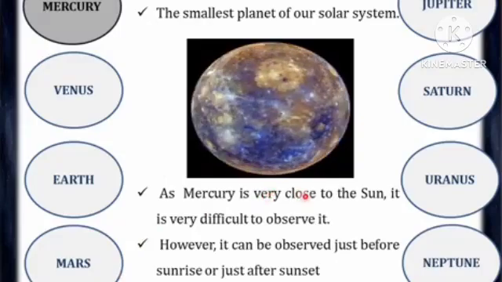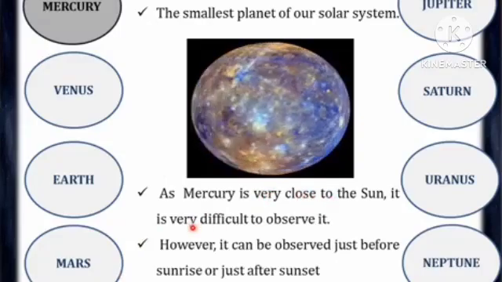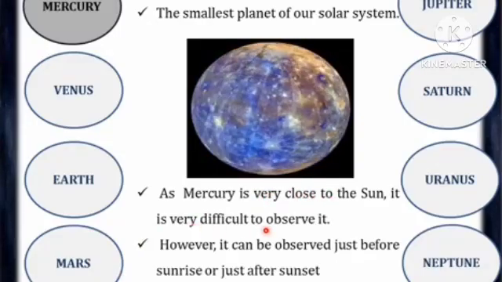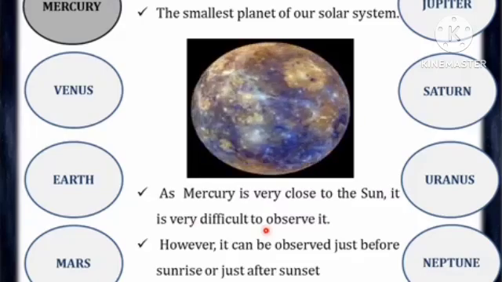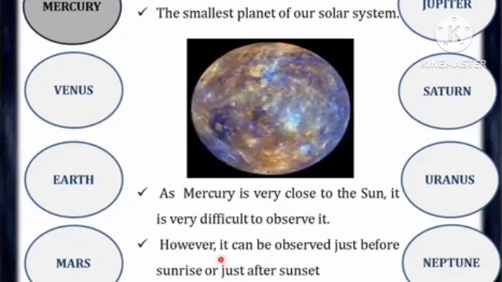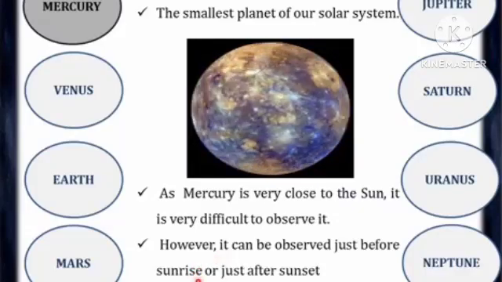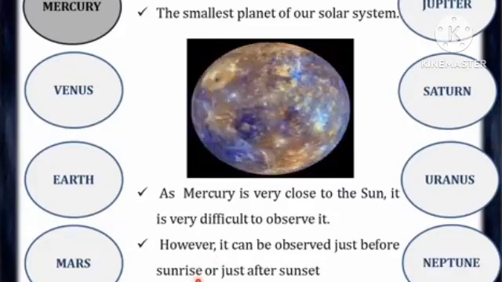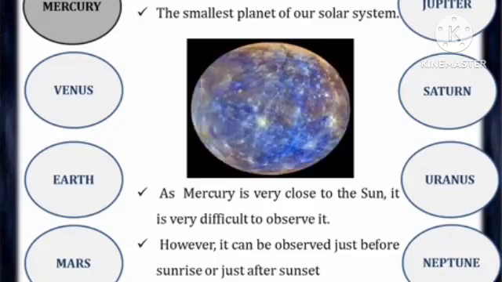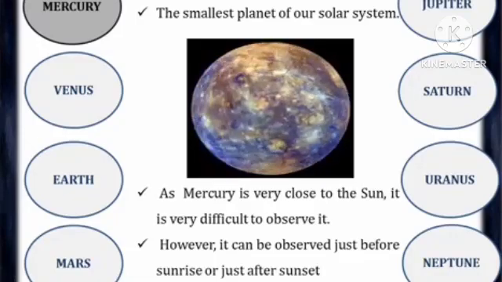As Mercury is very close to the sun, it is very difficult to observe, as most of the time it is hidden in the glare of the sun. However, it can be observed just before sunrise or just after sunset near the horizon. Now Mercury has no satellite of its own.